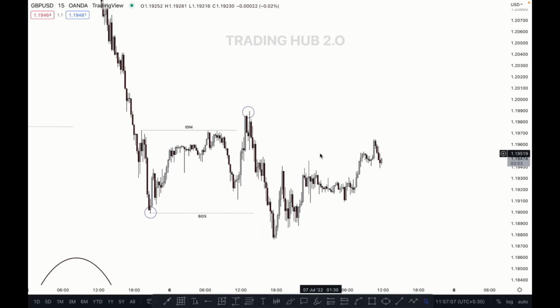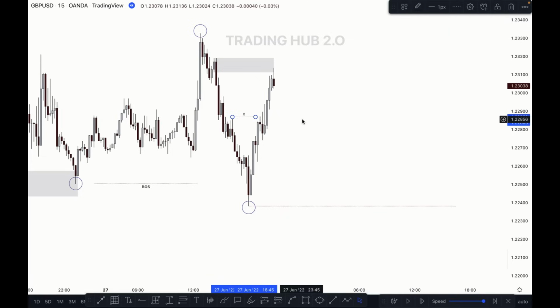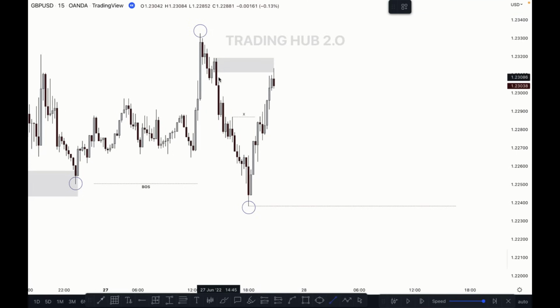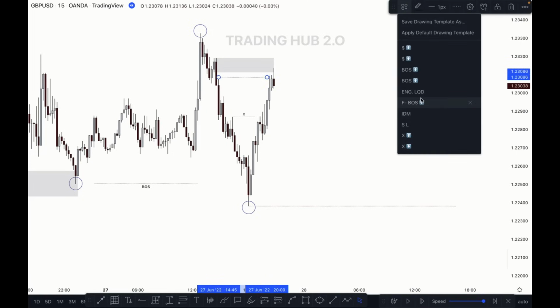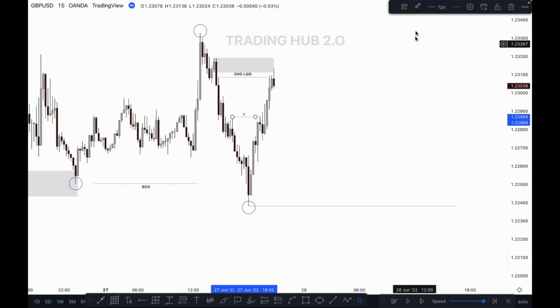So let's start with entry type 1. In this case the market breaks the structure. Our first inducement is here; after taking out this high, this low is confirmed. After taking out this high, where is our engineering liquidity? On the extreme, here, and this is called our engineering liquidity. So this will be our engineering liquidity and this is our inducement.